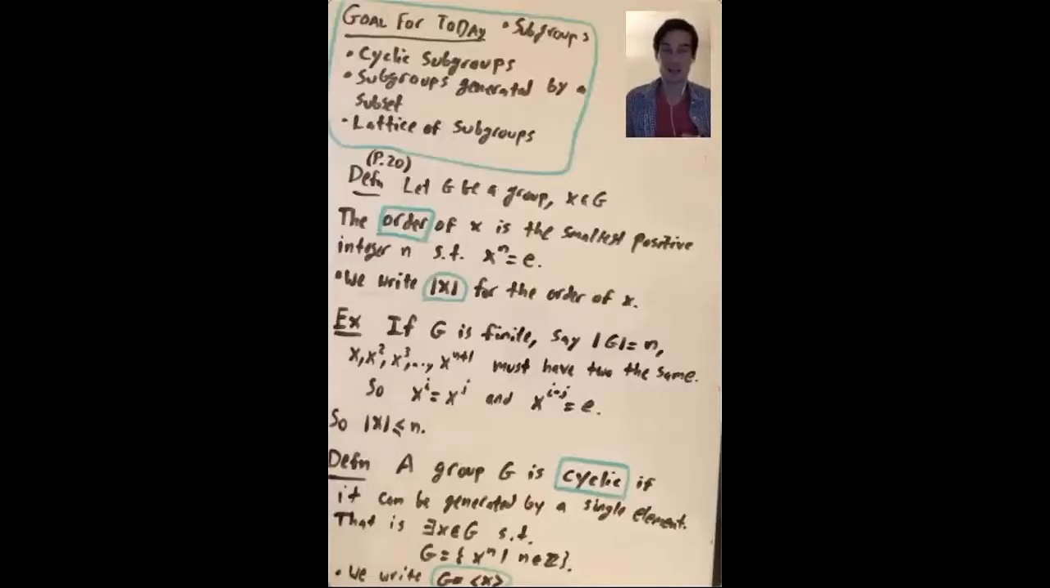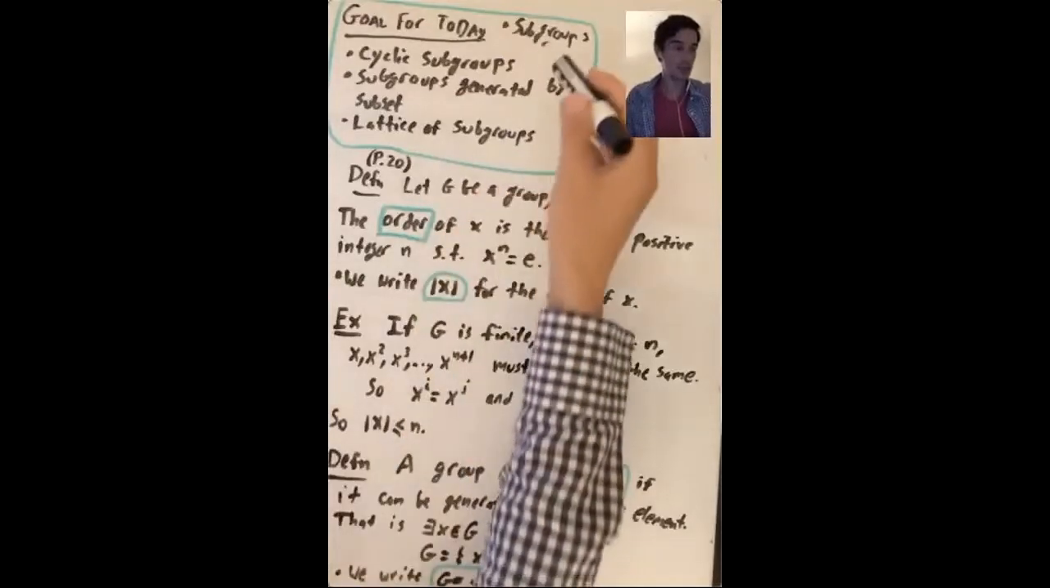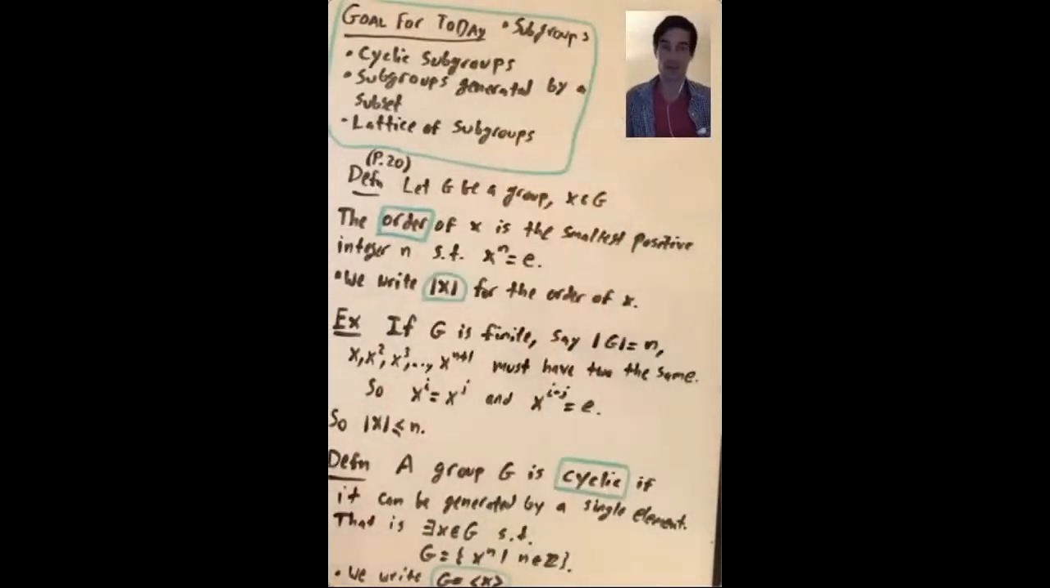I want to start lecture 2 by talking about what the goal of this set of lecture videos is. In this lecture and in some of the lectures coming up at the beginning of next week, our goal is to talk about subgroups of a group. So today we're going to focus in on some special kinds of subgroups.